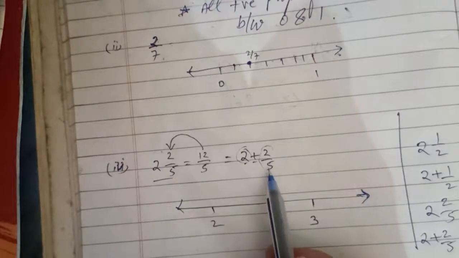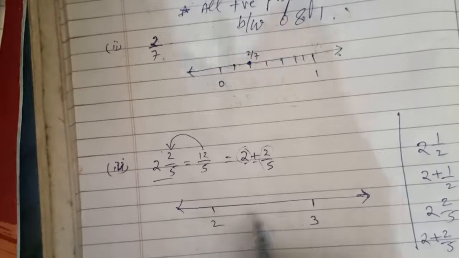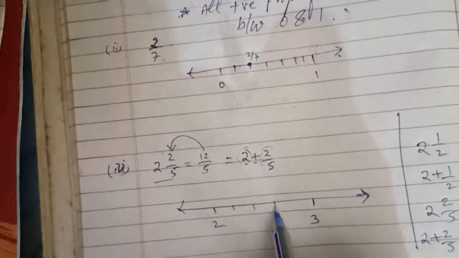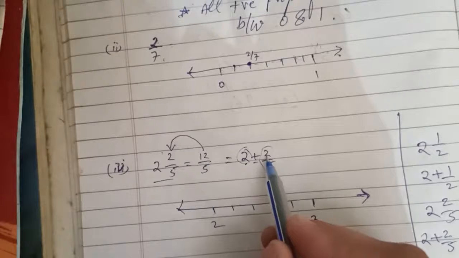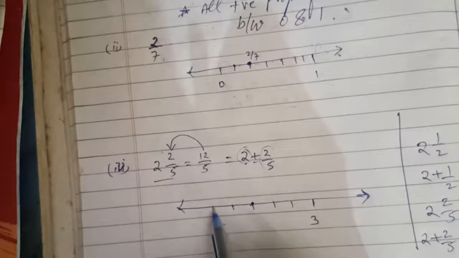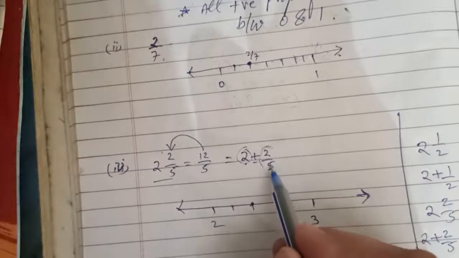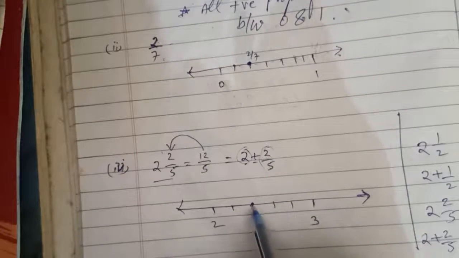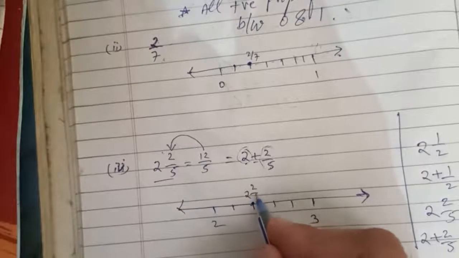Okay, now this 5 shows into how many parts you have to break this part? 1, 2, 3, 4, fifth one. And on second you need to mark first, second. So 2 up till here, and the second part you have to take out of 5. So out of these 5, the second part you took. So this is 2 whole 2 by 5.